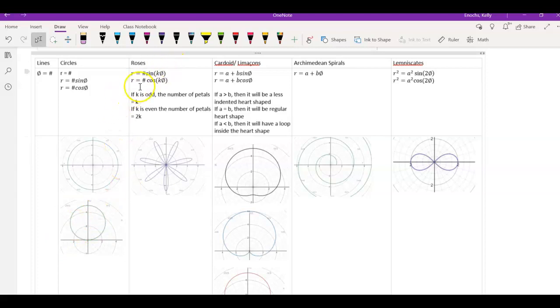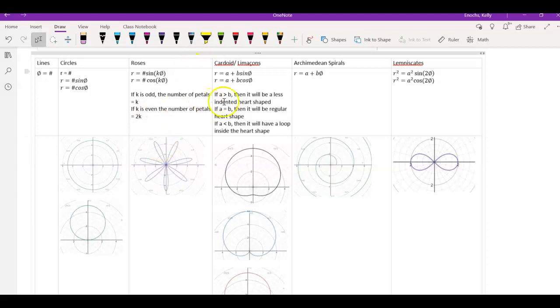If you add a constant variable to your theta value, so 2 theta, 3 theta, 4 theta, etc., within your parentheses, then you're going to get a rose graph. And then this little tidbit here tells you how many petals you're going to have. So if your k value is odd, then you're going to get an odd number of petals equal to that k value. If your k value is even, you'll get twice as many. So I think I had 7 here, and you'll see that means there are 7 petals: 1, 2, 3, 4, 5, 6, 7, because that's an odd number. If I had 8, then there would actually be 16 petals.